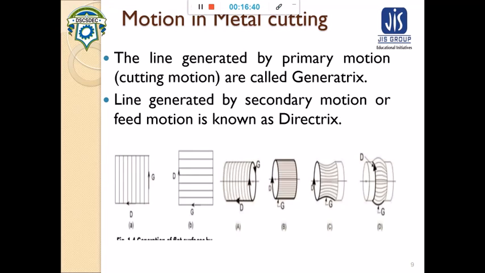So for knowing what is the primary motion and what is the secondary motion, we need to know about two terms, two lines. First is generatrix and second is directrix. What is generatrix? What is directrix?